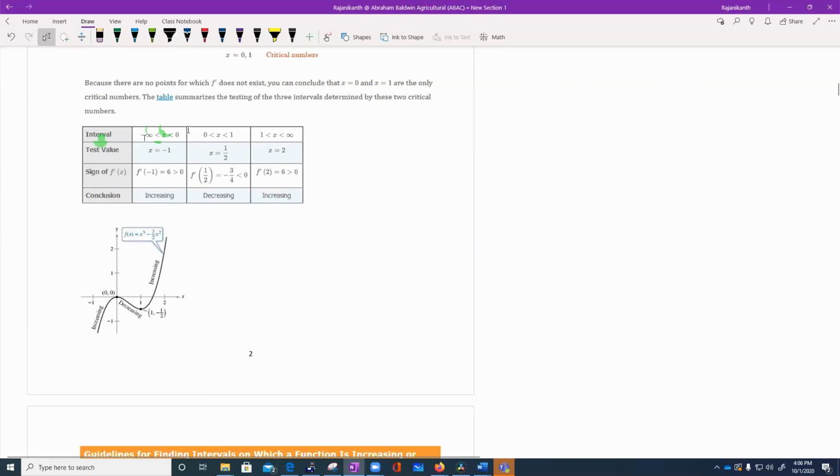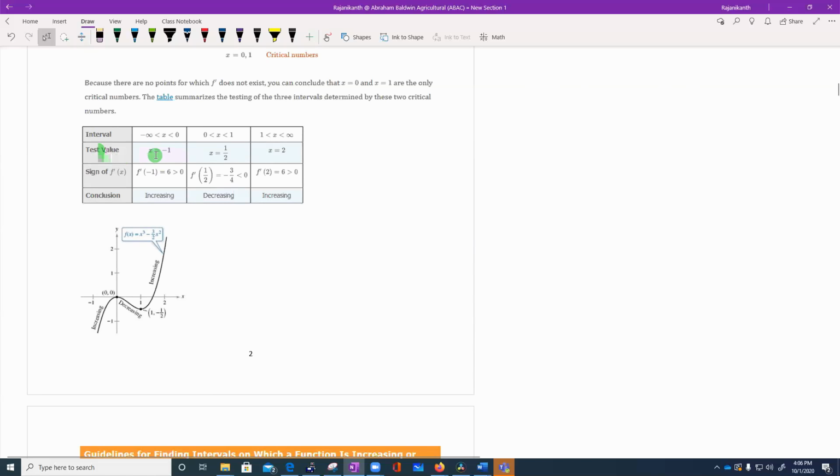So first take the interval, divide it into subintervals, and take some test value in each interval, right? Then plug those test values into the first derivative and check the sign. If you get positive, then the function is increasing. If you get a negative value, then the function is decreasing. To identify whether the function is increasing or decreasing in the given interval, it is enough to check only a single point. That is why we call this a test value, right?